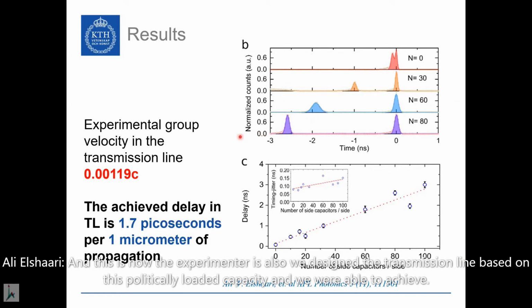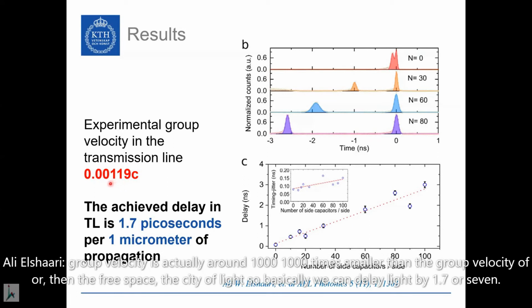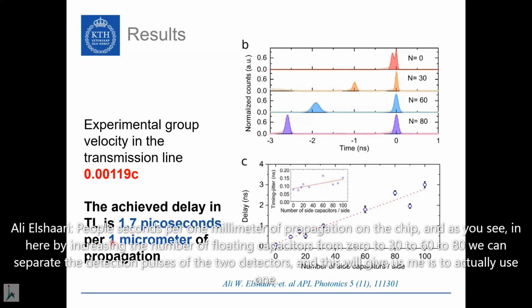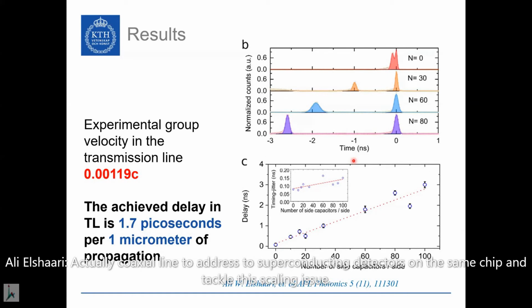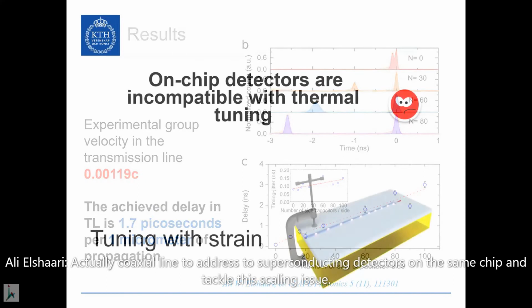So we designed the transmission line based on this periodically loaded capacitor, and we were able to achieve group velocities of around 1,000 times smaller than the free space velocity of light. So basically, we can delay light by 1.7 picoseconds per 1 micrometer of propagation on the chip. And as you see in here, by increasing the number of loading capacitors from 0 to 30 to 60 to 80, we can separate the detection pulses of the two detectors. And this will give us means to use one coaxial line to address two superconducting detectors on the same chip and tackle this scaling issue.